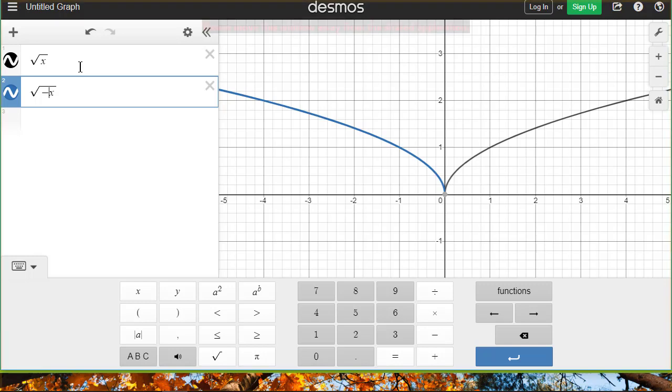Ready to try a little one algebraically? Let's play around with some numbers now.